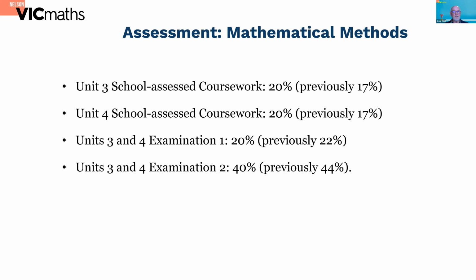The internal coursework assessment is now 20% for unit 3 and 20% for unit 4. So that's up from 17. Exam 1 is now 20% and exam 2 is now 40%. So the difference that makes is that previously the examinations were worth twice as much as the school assessed coursework. So it was like 66 compared to 34, and now the examinations are worth 50% more, so it's now 60 versus 40.